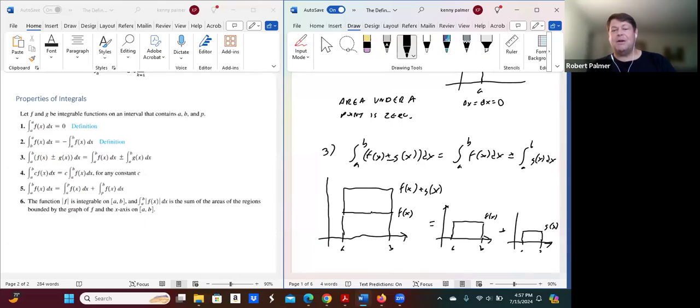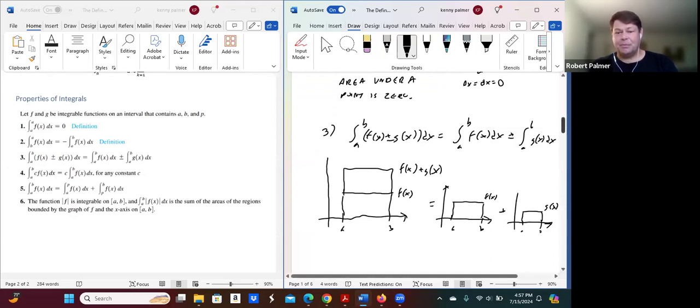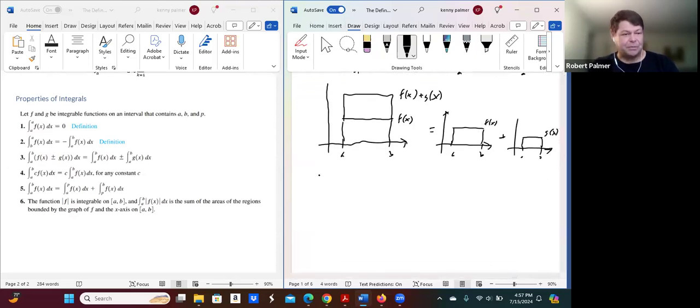So basically, I add these areas together, f of x and g of x. This whole area, f of x plus g of x, is the sum of these two areas right here. That's basically what that's saying. It's also true of subtraction, if I subtract one from the other. Okay, and then finally, number 4 is also a property like a derivative. It's a little harder to draw, but you get kind of the same idea. So I guess I can do that real quickly as well.